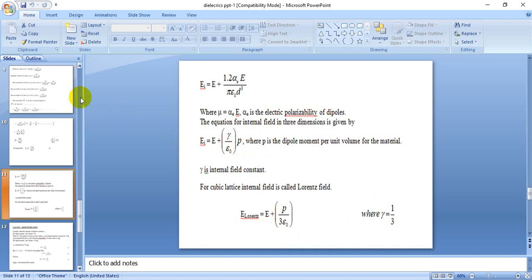In the next video, what we are going to see is the continuation of the internal field, which is nothing but the Clausius-Mossotti equation.